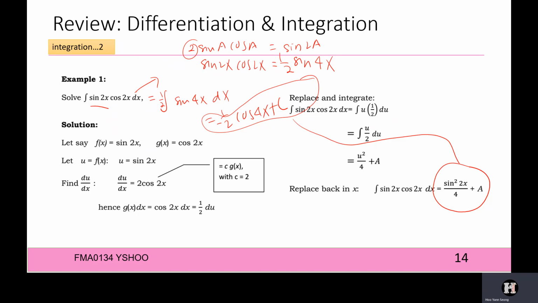Then maybe some of you will argue these answers are not the same as this answer. Now you need to remember, sine squared 2x, anytime you can change to cos 4x easily, because remember just now we already used one identity: cos 2x is actually 1 minus 2 sine squared x. So this one can change to cos 2x, so sine squared 2x can change to cos 4x.